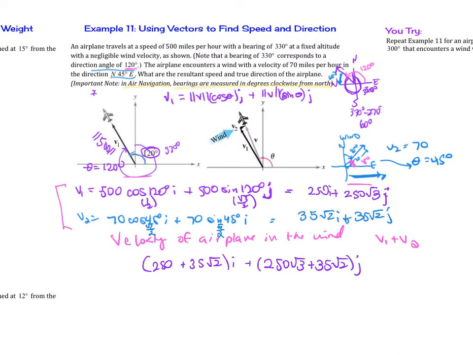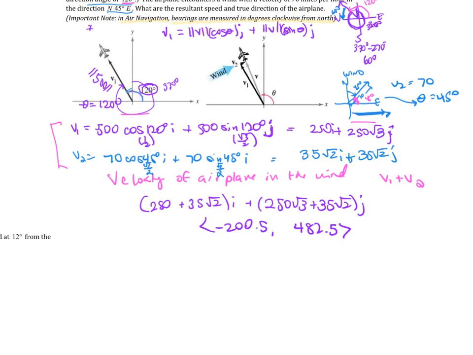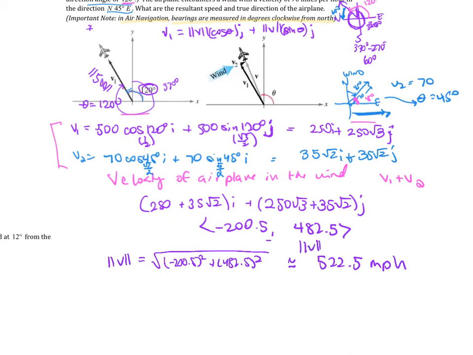And when you add that together, you will get negative 200.5 and 482.5 when you do it all in your calculator. Okay, so we have that. Now we really want to find the magnitude. Okay, so the magnitude of V. So we're given our V1 and V2. And so let's go ahead and solve that. So you just take negative 200.5 squared plus 482.5 squared. And when you plug it all in your calculator, you will get 522.5 miles per hour. So that is the magnitude of the airplane.